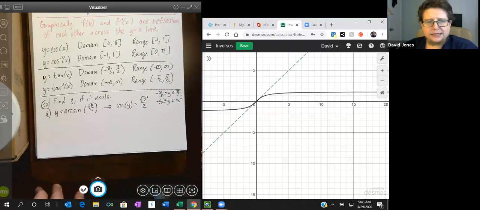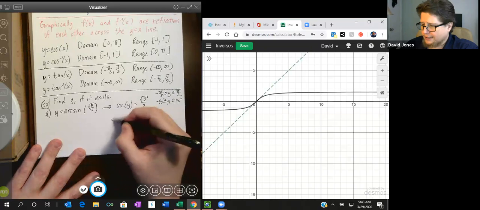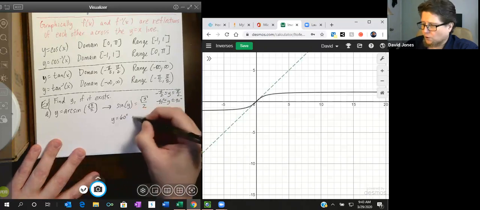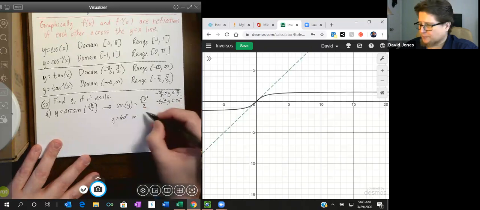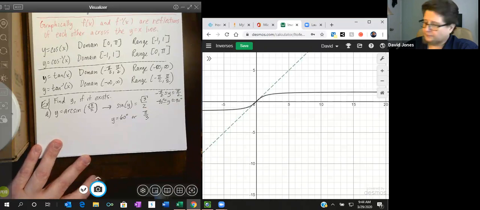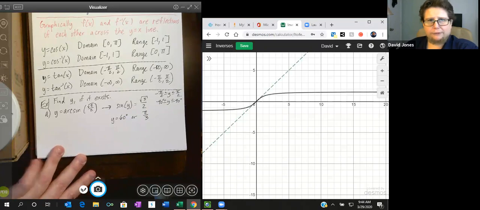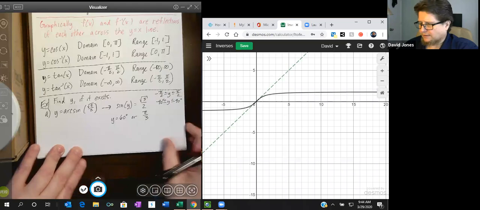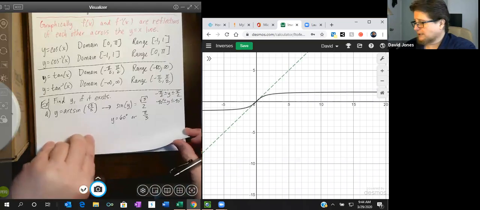Well, at 30 degrees, sine is 1/2. At 60 degrees, sine is root 3 over 2. So y equals 60 degrees, or what is that in terms of radians? That's pi over 3. It's pretty straightforward, right? Pause that if you need it. Let's look at some more examples.